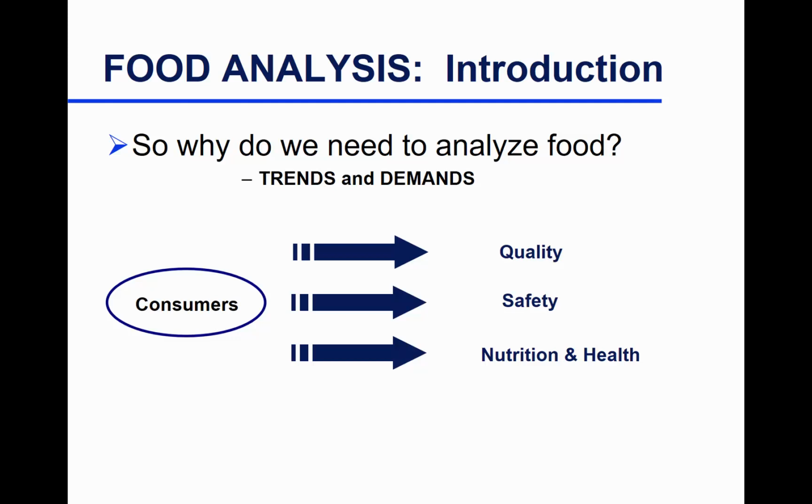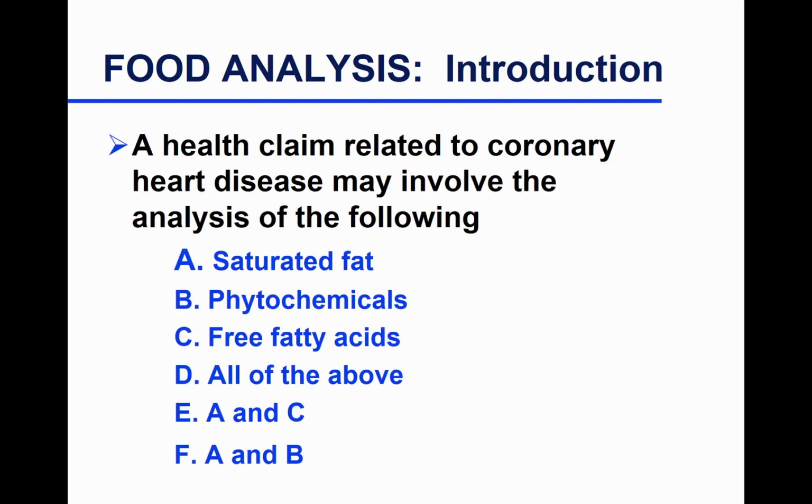Nutrition and health, we talked a little bit about consumers wanting high fiber or high protein, low fat. So we really need to make sure that our food, whatever we claim, is correct by analyzing this food. So health claim. Consumers care about health claims. If we are claiming a reduction of coronary heart disease, which of these would fall under a claim of coronary heart disease? Low in saturated fat, high in phytochemicals, low in free fatty acid.